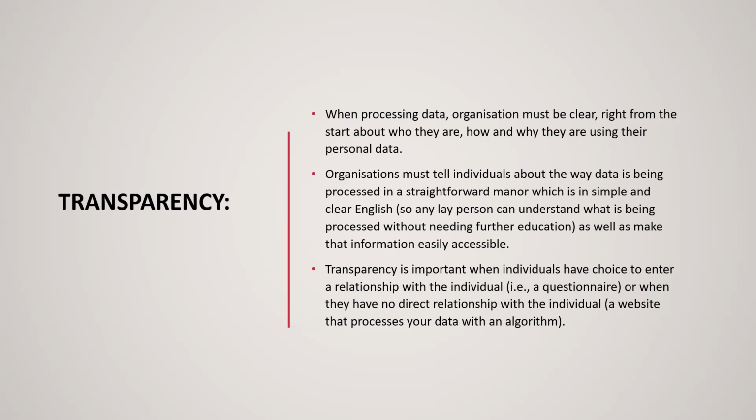Transparency is important when individuals have a choice to enter into a relationship with an individual, or when they have no direct relationship with an individual. For example, if I'm filling in a questionnaire, I have a choice to enter a relationship. Or when you have no direct relationship, this could be when somebody's processing Twitter data. There are a few APIs and programs which process Twitter data and conduct sentiment analysis on that. So remember, transparency is important then as well.